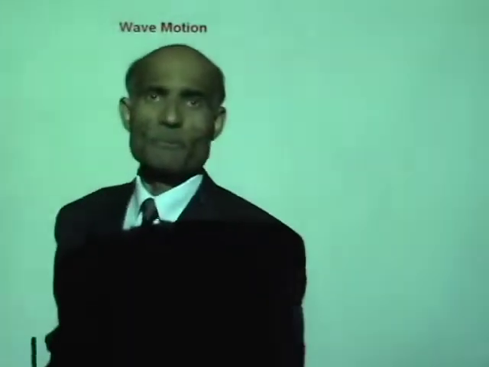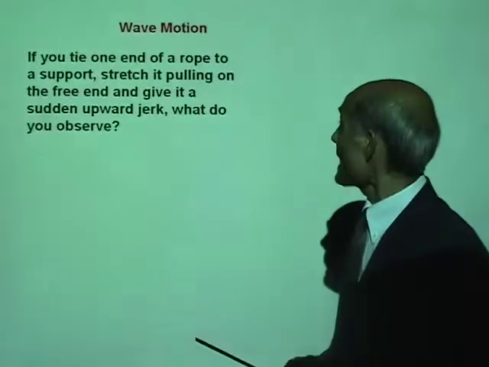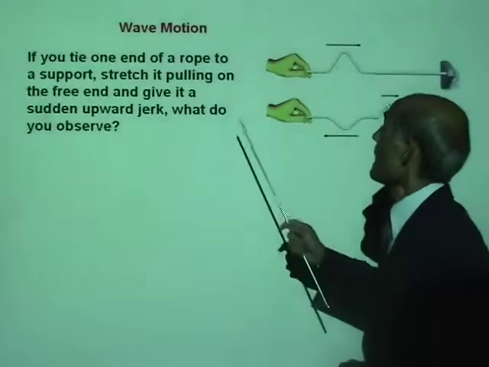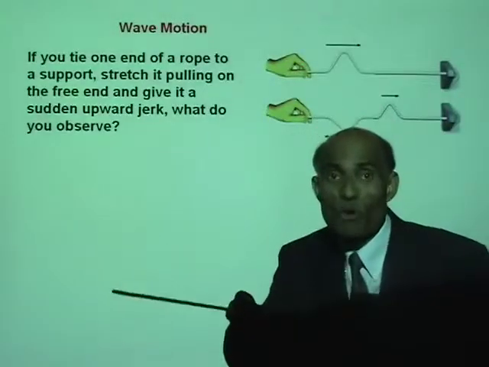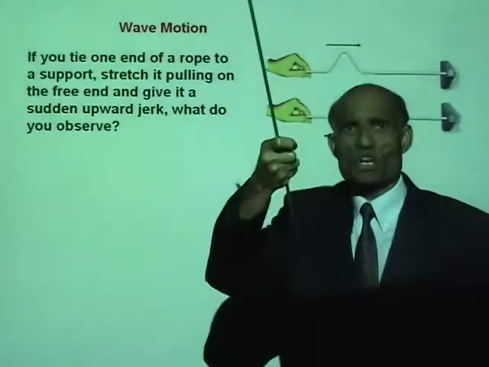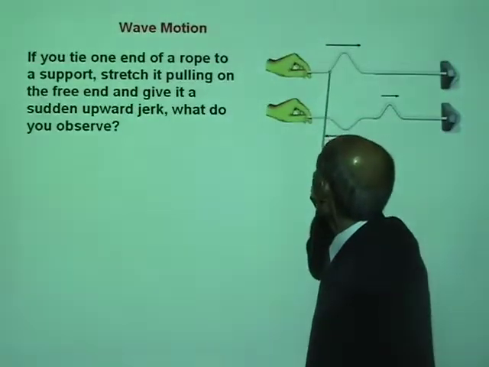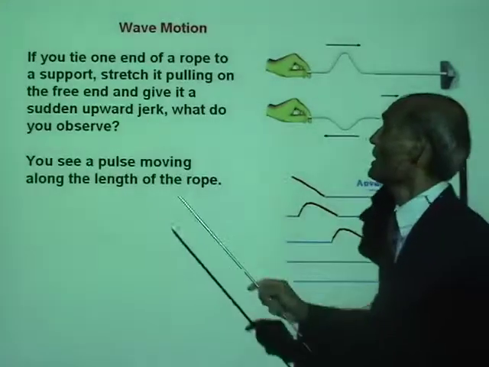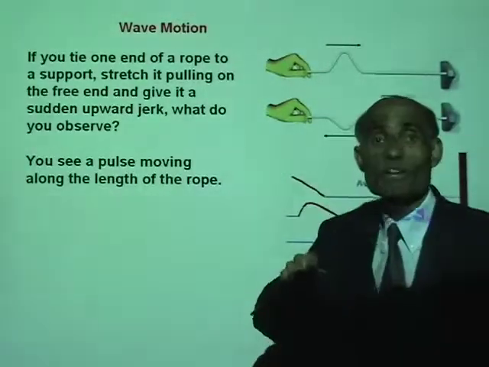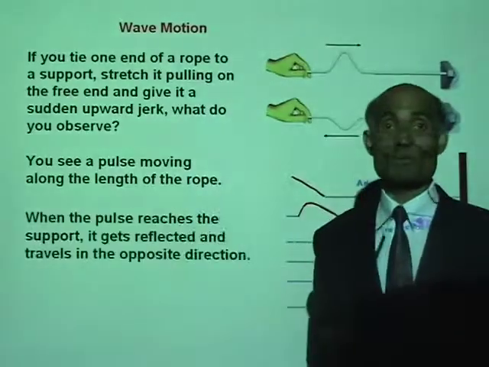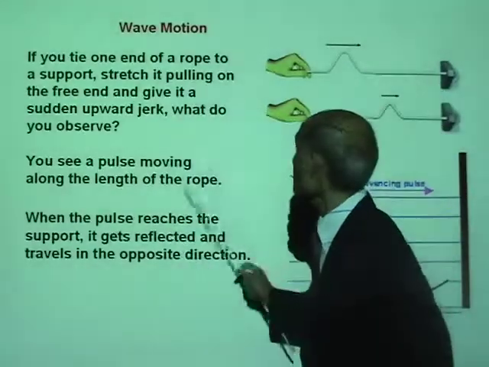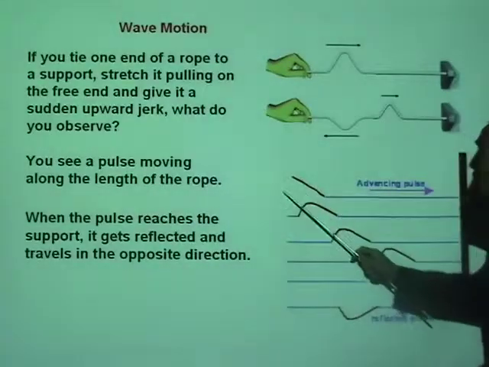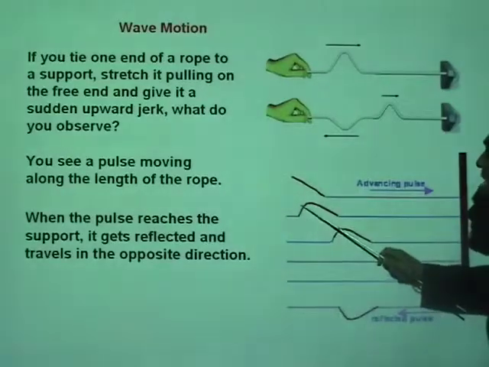Alright, so if you tie one end of a rope like this to a fixed end and stretch it and pull it by giving a little jerk on one end, see what you observe. You see a pulse moving along the length of the rope. When the pulse reaches the support, it gets reflected. Now, here is the way the pulse is generated.